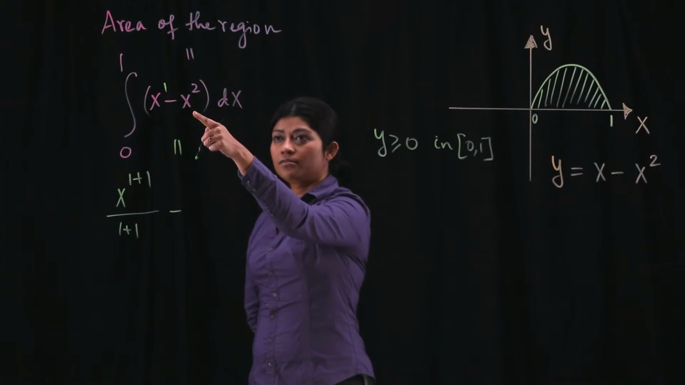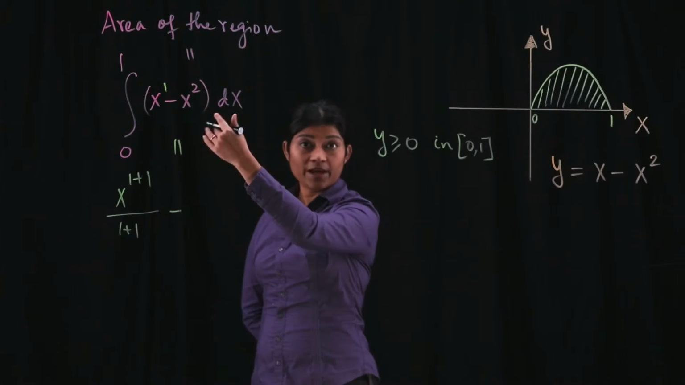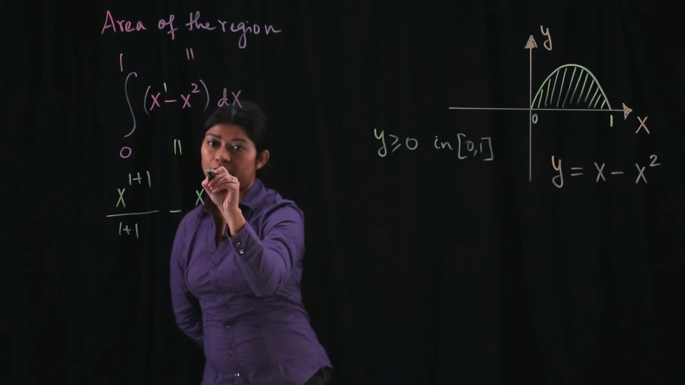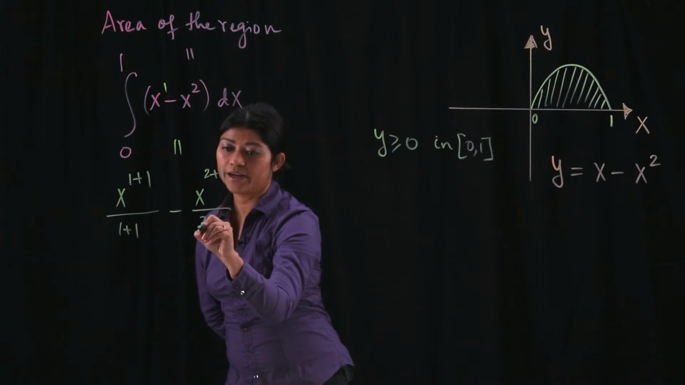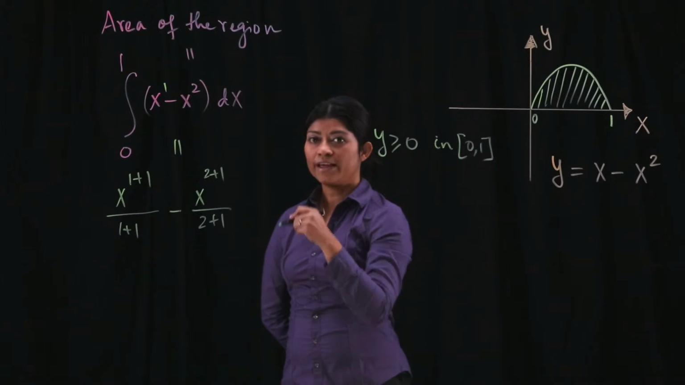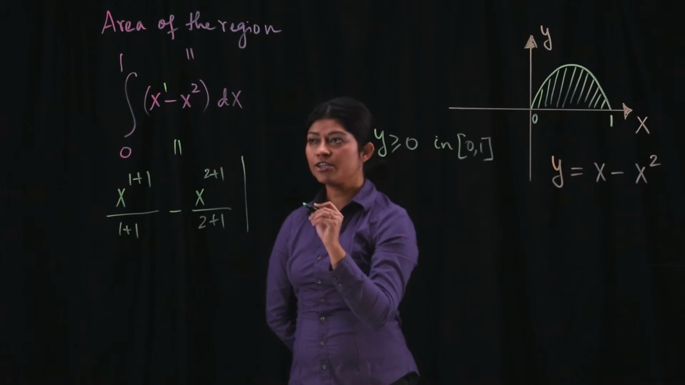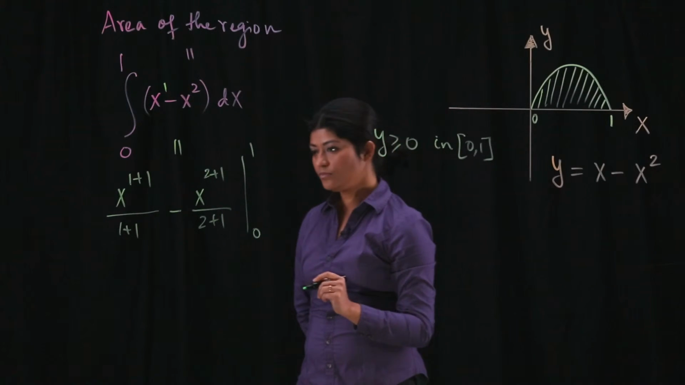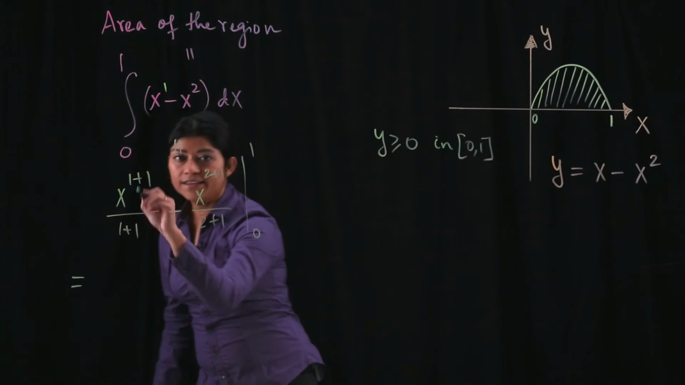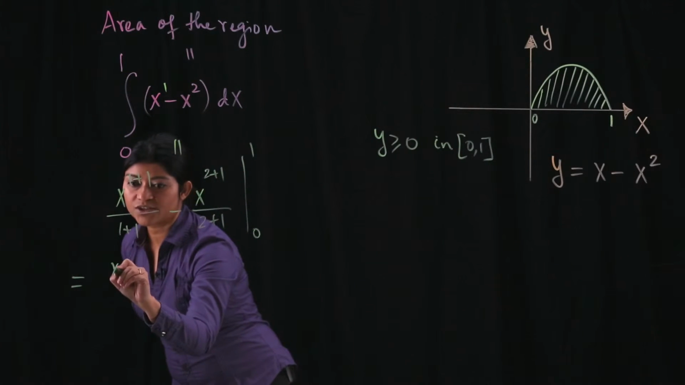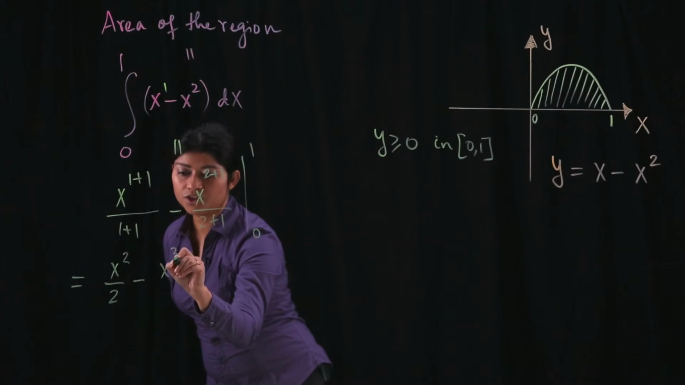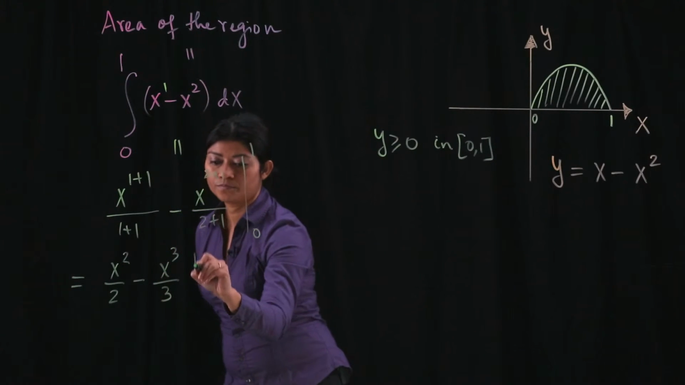The next function is x squared. Again, you can apply the power rule. The power is 2, so you increase it by 1. So you get x to the power 2 plus 1 divided by 2 plus 1. And then we have to use the fundamental theorem and plug in the values 1 and 0. Okay, so let's simplify this expression first. We have x squared over 2 minus x cubed over 3.